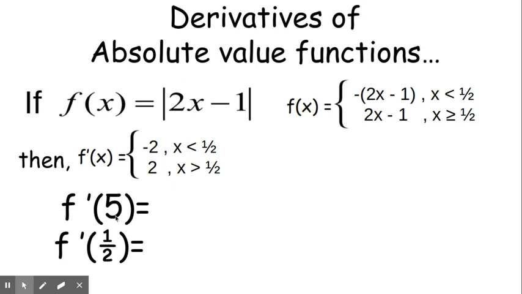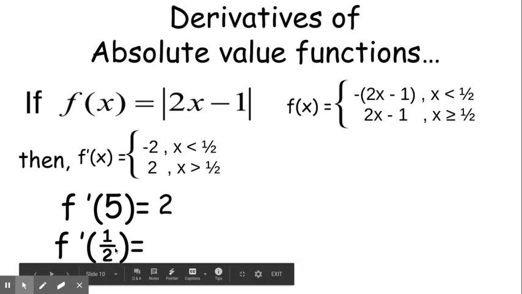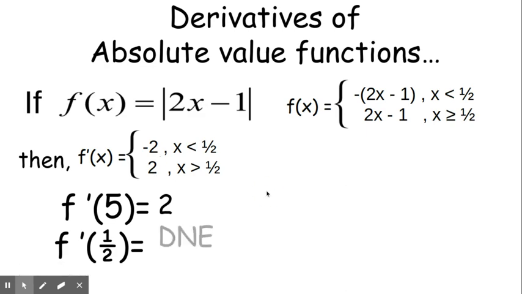So if we want to find the derivative of the function when x is 5, that 5 is greater than 1/2, so we would get +2. And if we wanted to find the value of the derivative when x is 1/2, the left-hand side would give you -2, the bottom one would give you +2, so this one does not exist. So we wouldn't put an equal sign for either one of these. So the function is continuous at x equals 1/2, but it's not differentiable. All right, so again, this is a corner. It's an absolute value function that has a corner.